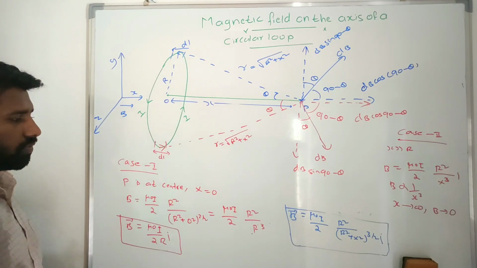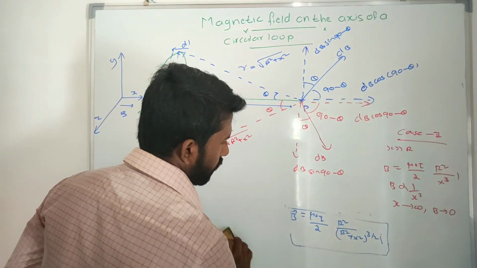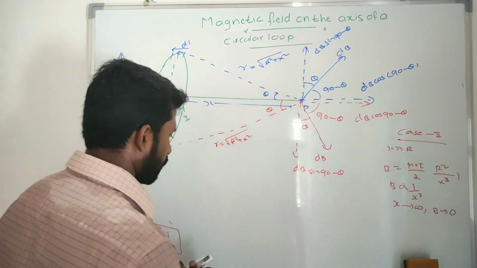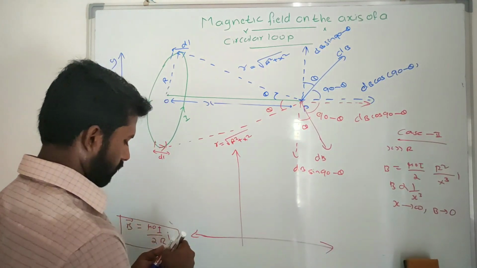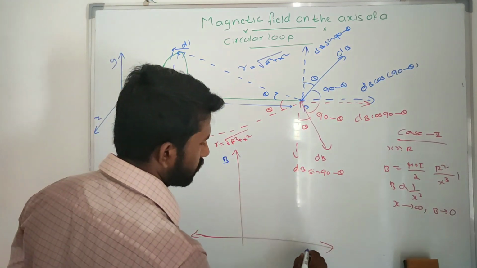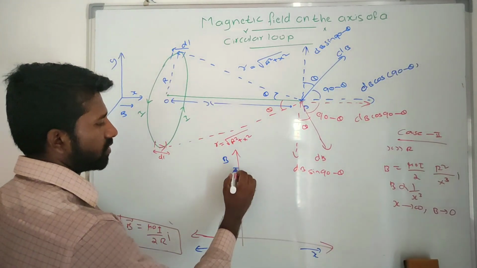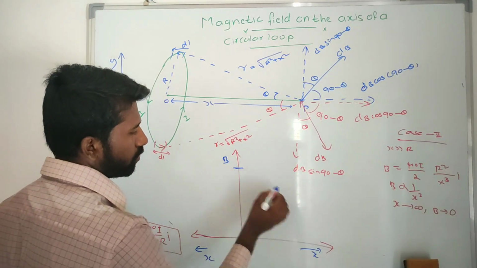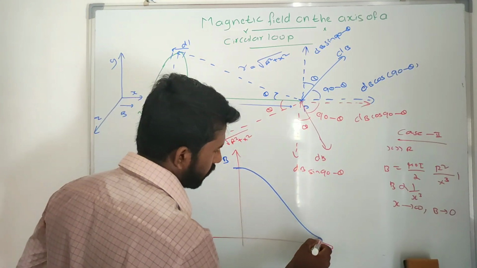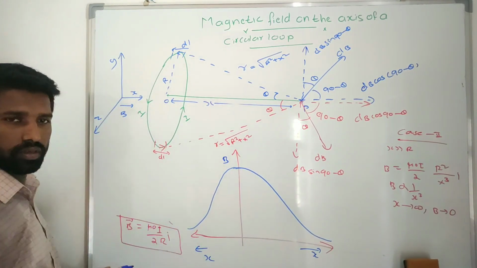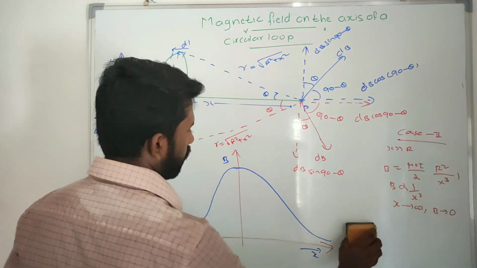Based on this, we can draw the graph. The magnetic field is acting in this direction. This is the x distance, and this will be minus x. So what is the maximum? That is at the center. Then B is inversely proportional to x, and as x approaches infinity, B approaches 0. So the graph looks like this, and here also it will be like this. This is the variation of magnetic field with distance.